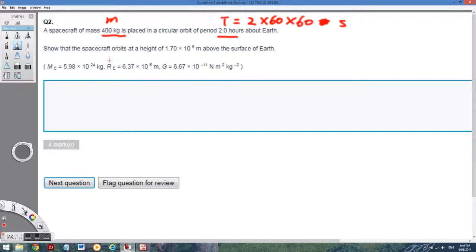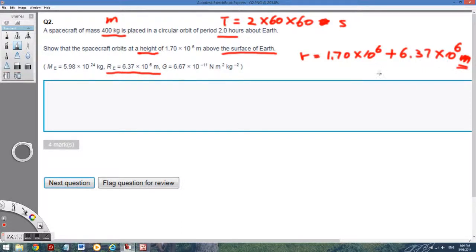Then I have a height above the surface of the Earth. So the radius from the center of the Earth will be the height plus the radius of the Earth, in meters. Make sure you have the correct unit, meters, not kilometers.